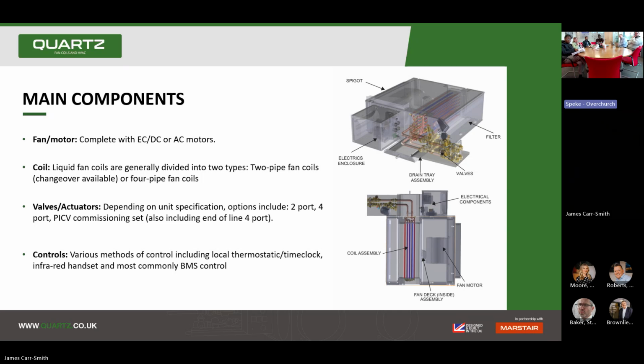So it depends on the application. Most applications now are going to have controllers on, which are going to be linked to a BMS network. But depending, it could be as simple as an on-off. It could be just a simple thermostat and a time clock. And most of these can be accommodated by the manufacturers.